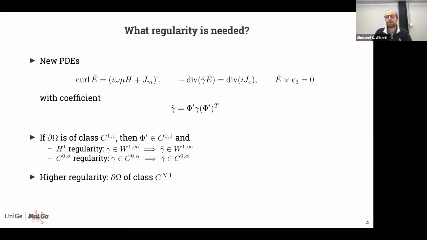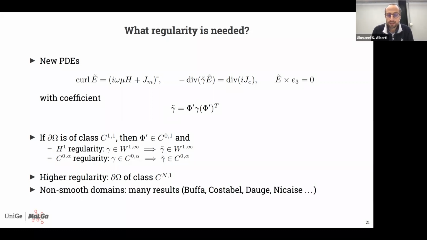And of course, the higher regularity results are obtained in a similar way. If you increase the regularity of the boundary of omega, you increase the regularity of kappa, but then you increase also the regularity of phi, and then you increase the regularity of phi prime. And so if gamma is more regular and phi prime is more regular, also gamma tilde will be more regular. And so we are able to apply higher regularity results for this elliptic PDE.